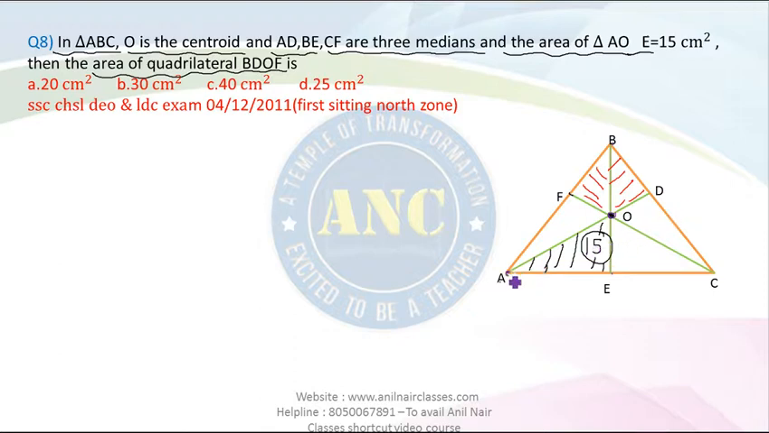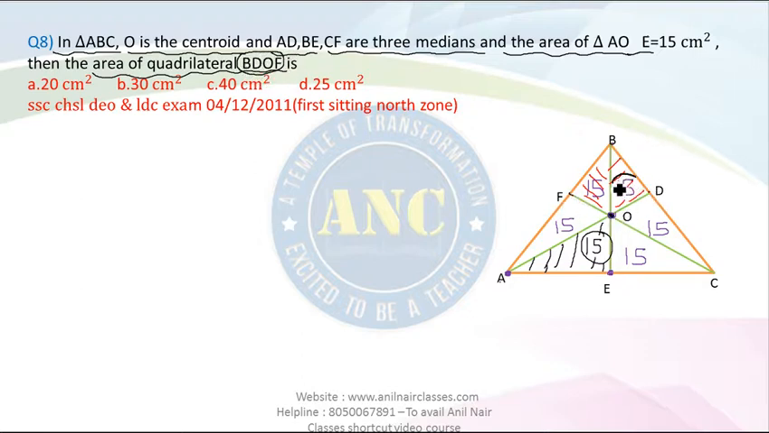That means the area of triangle AOE is given as 15. If the area of triangle AOE is 15, EOC is also 15, DOC is also 15, BOD is also 15, BOF is also 15, AOF is also 15. But in the question they are asking you only to find the area of quadrilateral BDOF.